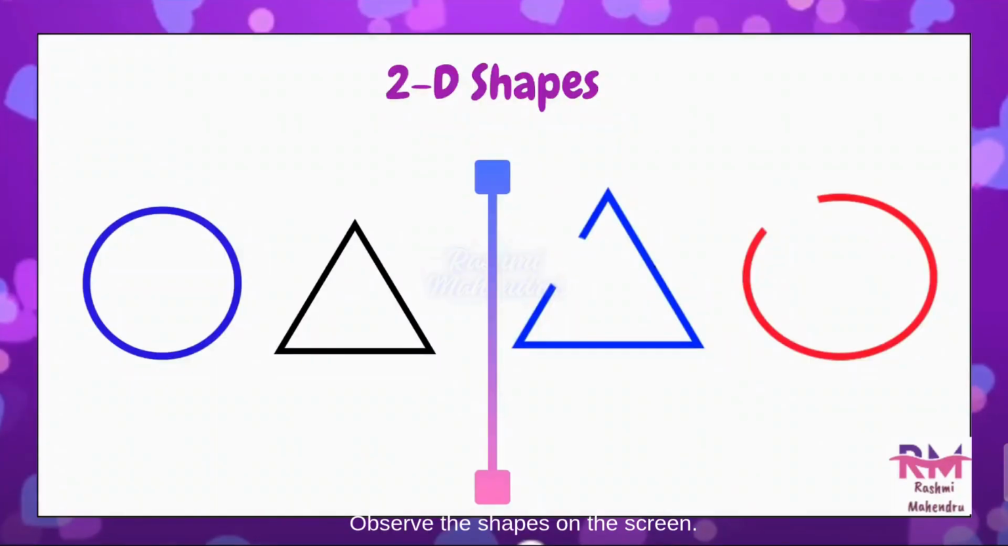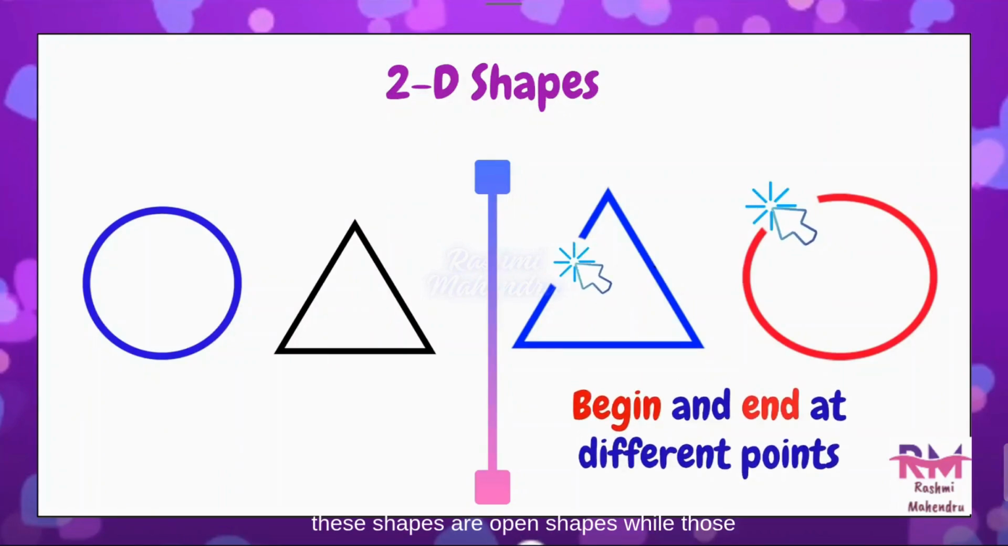Observe the shapes on the screen. What do you notice about those on the right? Do they have gaps or openings? That's right. The shapes you see on the right of the screen have gaps or openings, which means that if we have to make it back to the starting point, we will have to pick our pen or pencil from the paper because these shapes begin and end at different points.